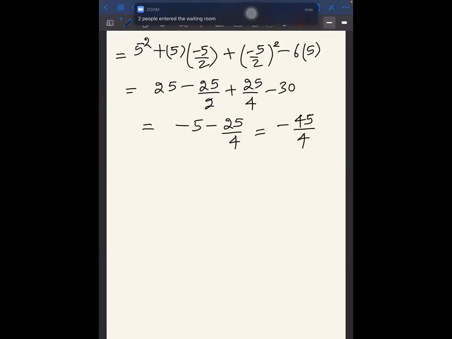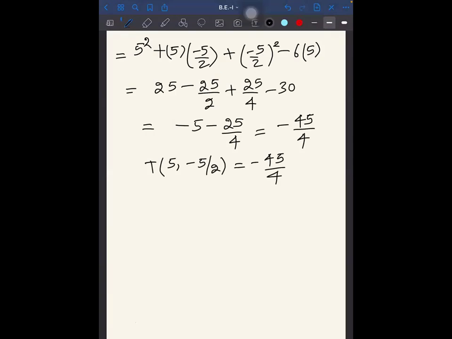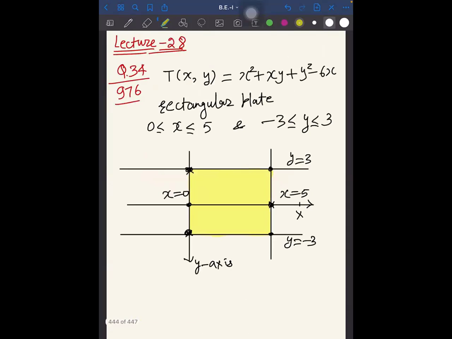Is it fine? Is it okay? So this is your t of 5, minus 5 by 2, so that is minus 45 by 4, right? So let's mark this point as well. Okay, is it fine? Yes, you are with me. Yes, sir. Now see, you have two corner points. If you want to calculate the value right now, you can calculate these points' values.